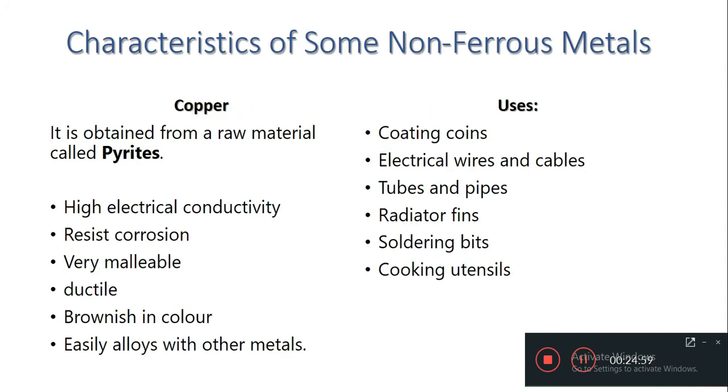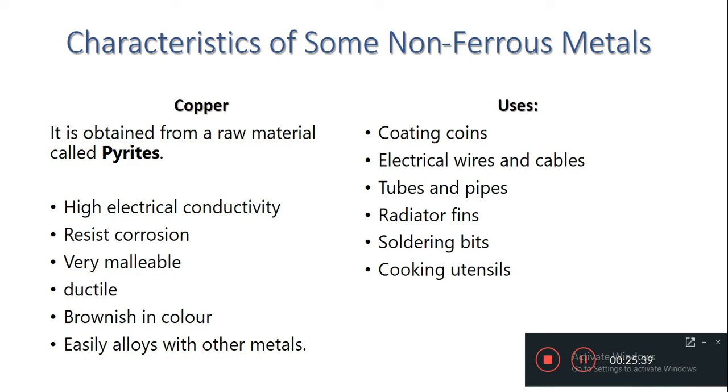Now to copper. Copper is also obtained from a raw material called pyrites. Metals like copper have high electrical conductivity, and that is why most of the electrical cables in our homes are made of copper. Copper resists corrosion. They are very malleable. Even a young child can hold a copper cable and twist it. Copper is ductile. It is brownish in color.